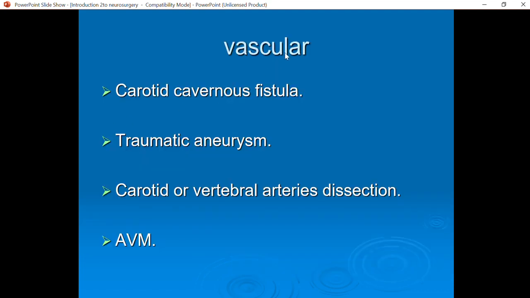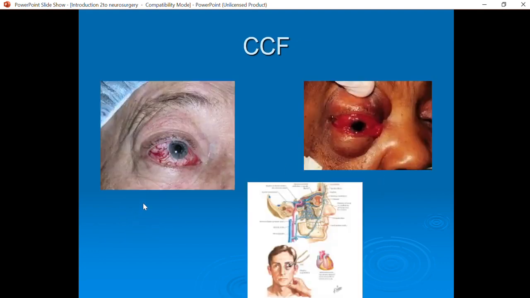Other complications of head injury are vascular. Remember, if we ask you to mention 4 possible vascular complications after head injury, just remember to mention carotid cavernous fistula, traumatic brain aneurysm, carotid or vertebral artery dissection, or development of arteriovenous malformation. So, carotid cavernous fistula, aneurysm, dissection, and AVM.